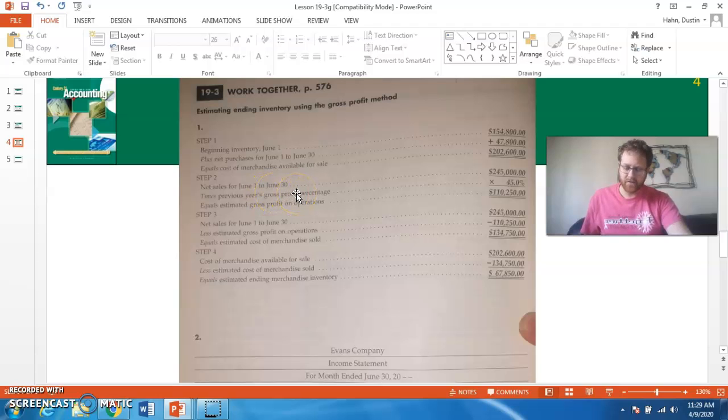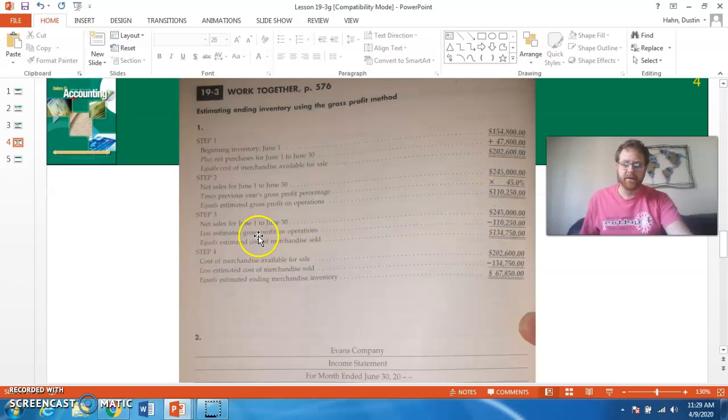That's provided to you in the book. It says actual net sales for June, 245,000. There's that 245,000 that comes from the book. Estimated gross profit percentage of 45%. That's 45% right there. So all you have to do is take 245,000 times 45% equals your 110. So far we were given four numbers. All we had to do is calculate that one, which is fairly easy.